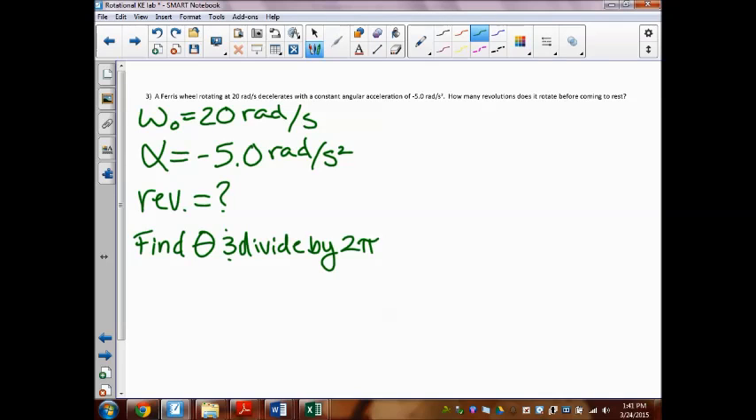So again, I need to use a kinematic equation. I need one without time in it because I don't have time in my little list up here. I do know the final velocity is 0 because the object's coming to rest. So the only one that I can use that doesn't involve time is the omega squared equation. So omega squared equals omega initial squared plus 2 times acceleration times theta.